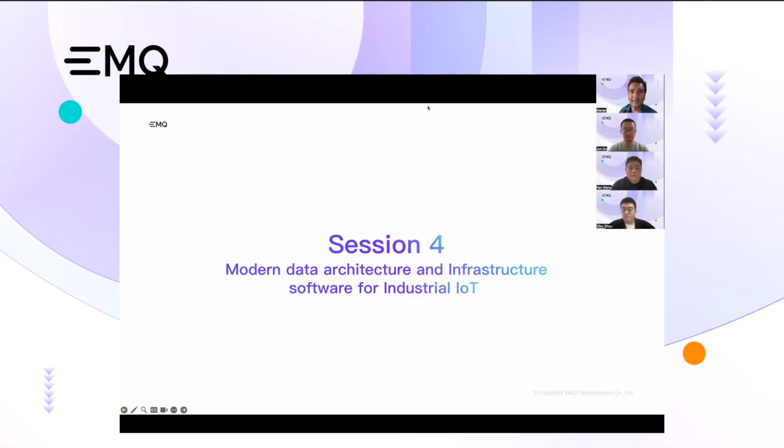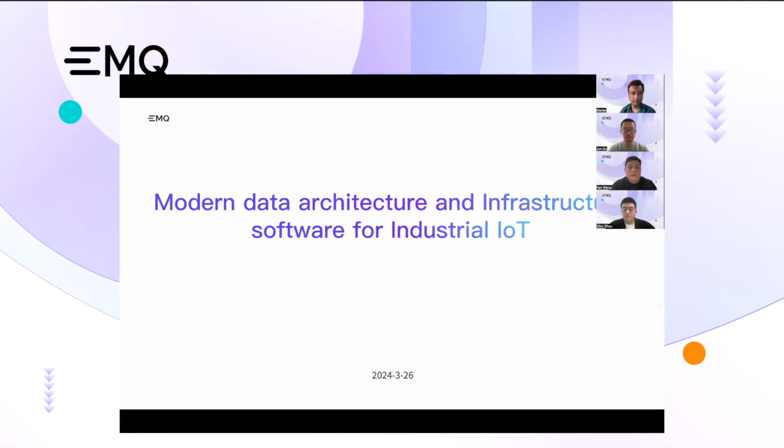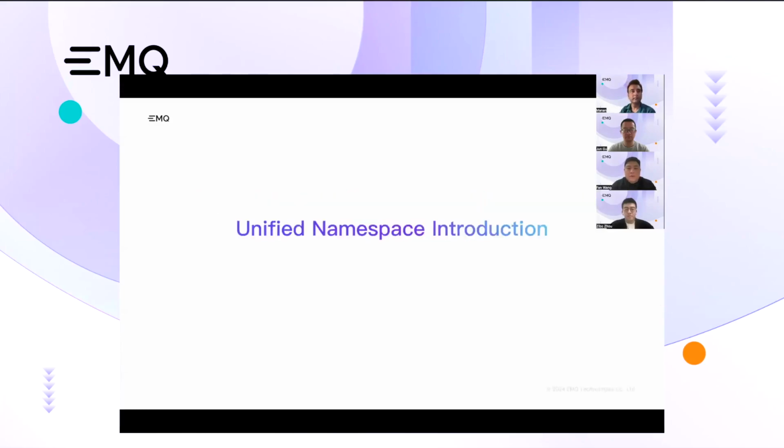Okay, thanks, Manan. Glad to talk to you guys. The topic I would like to share is modern data architecture and infrastructure software for the industrial IoT. Before I talk about the industrial IoT, I would like to introduce one new concept. Actually, it's not a new concept in the world, but it's a concept we have adopted in the industrial IoT in recent years, which is called unified namespace.